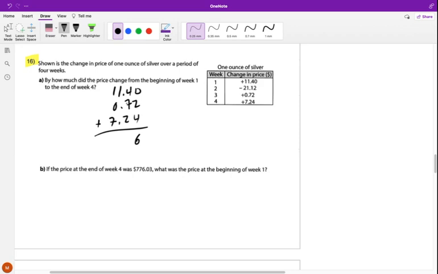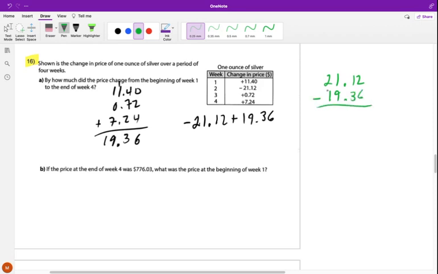So this gives me 6, this gives me 11, 13. This gives me 9, and this gives me 1, so 19.36. So now I have negative 21.12 plus 19.36. When the signs are different, we then subtract, and we do the bigger number minus the smaller number. So that way we can write it in a way that we're used to doing.